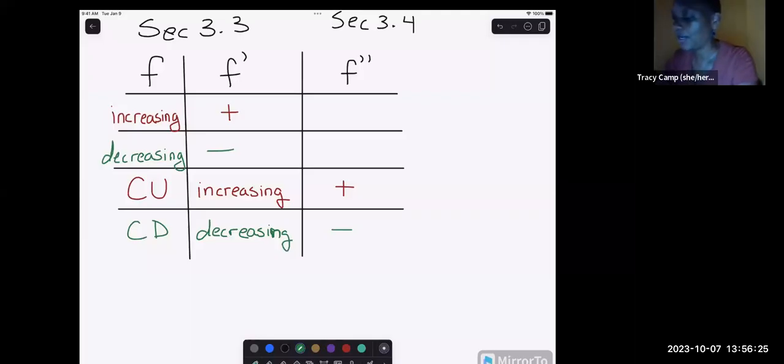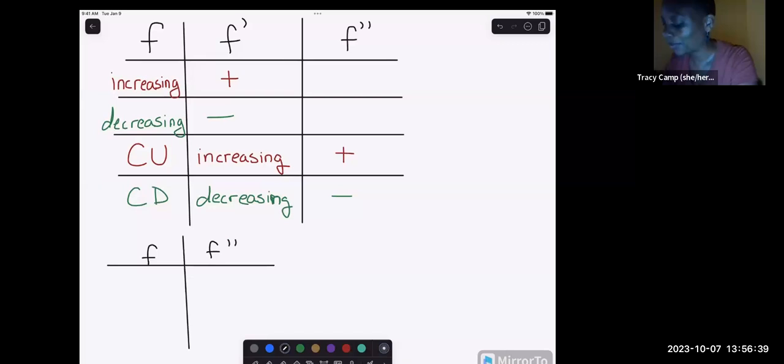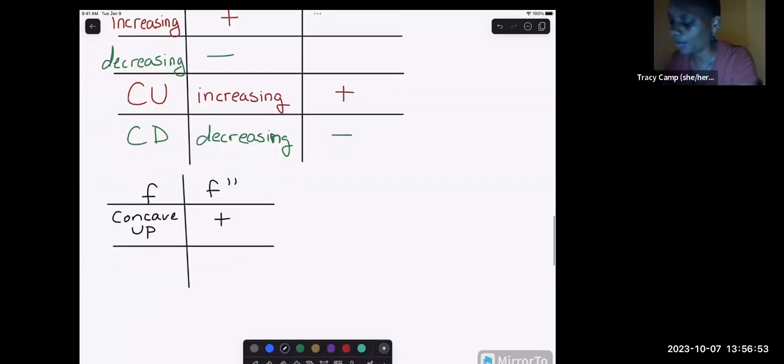In section 3.3, I had a chart for just F and F prime. I'm just going to make another chart for just F and F double prime that has the same information. I don't know if you prefer it more compact, so I'm going to write it out more compact. But basically, if your function's concave up, that means the second derivative of that function is positive. And whenever your function's concave down, that means the second derivative is negative.